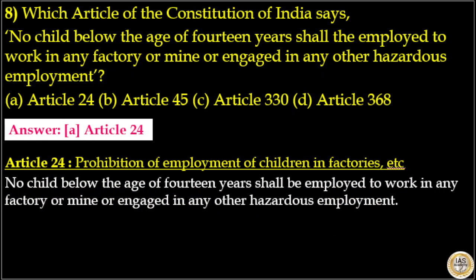Article 24, prohibition of employment of children in factories, etc. Article 24 states that no child below the age of 14 years shall be employed to work in any factory or mine or engaged in any other hazardous employment. So here the answer to this question is option A, Article 24.